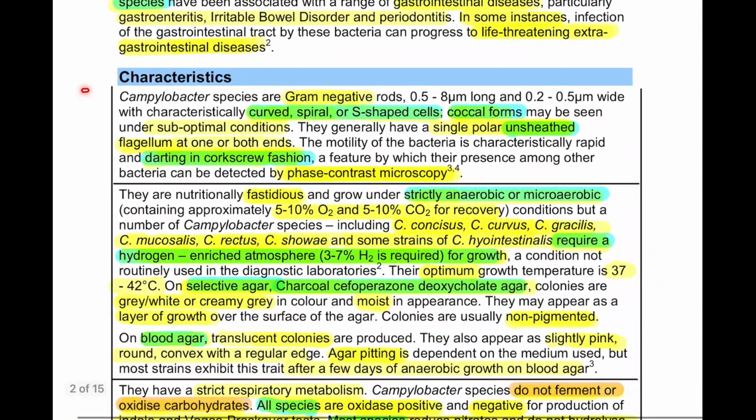So let us first see the microscopic morphology. They are gram-negative, curved, spiral, or S-shaped bacteria. If a suboptimal condition culture or an older culture is there, you can see the coccoid form also. It has a single polar unsheathed flagellum at one or both ends, and that's why the motility is a darting motility. In darting motility we basically have Vibrio cholerae and Campylobacter, and it can be detected by phase contrast microscopy. So that is about the microscopy of this bacteria.